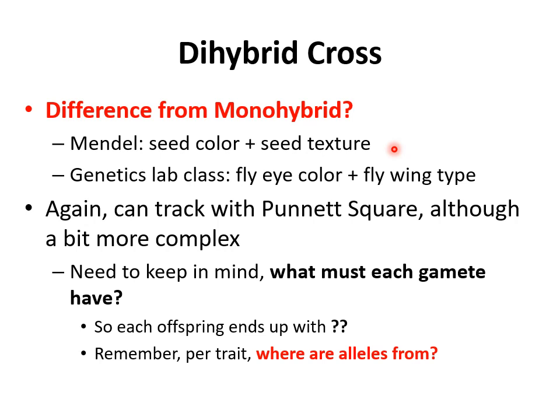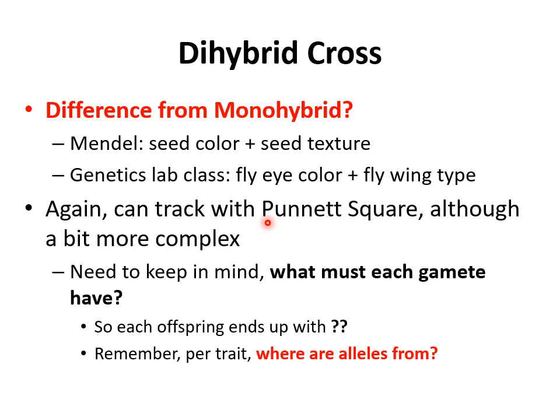In your genetics laboratory class, you usually look at the Drosophila or fruit fly eye color and wing type at the same time. So two different traits at the same time. Now, even though it's a bit more complicated, you can still track a dihybrid with Punnett squares just like you could with a monohybrid.